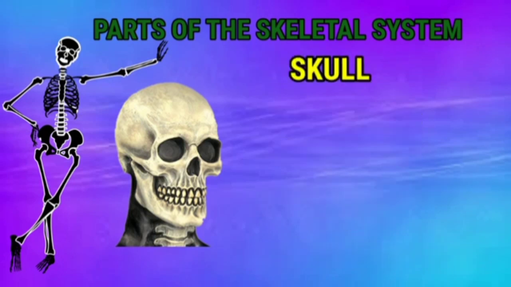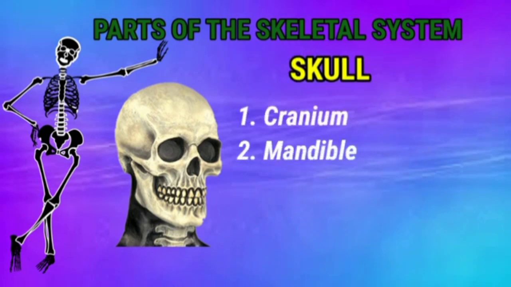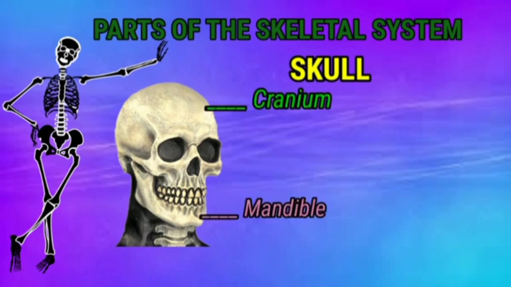Children, the skull can be divided into two main parts. They are the cranium and the mandible. The two parts of the skull are the cranium and the mandible.